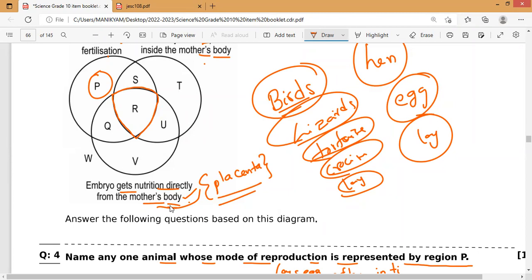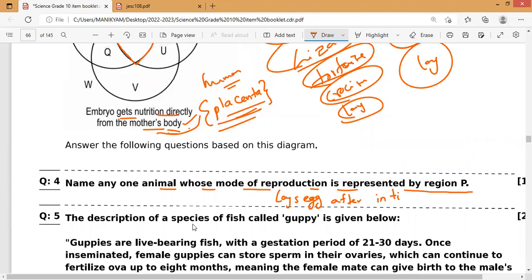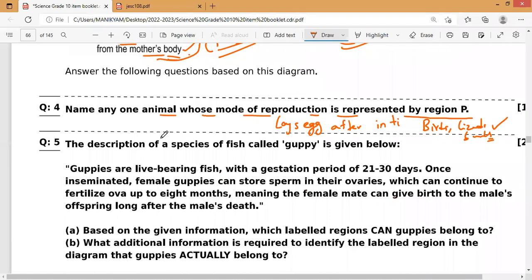Yes, sir. The embryo gets nutrition directly from the mother's body, and if you take a human as an example, that is the placenta. Is it right or wrong? Okay. So after internal fertilization, you can take the example of birds, lizards, all reptiles, and snakes, which also lay eggs only. Whatever animals lay eggs after internal fertilization, you can take as examples: crocodiles, tortoise, lizards. All of these come under this one.